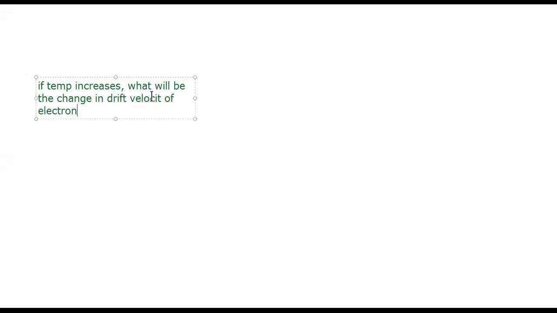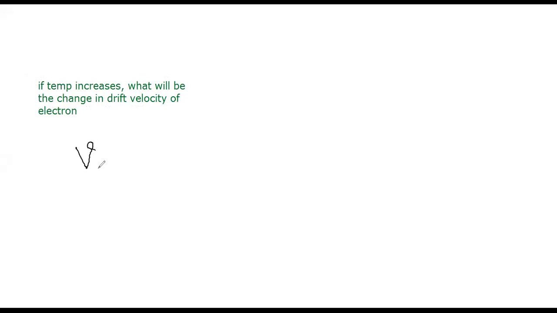A hard question, some conceptual question based on the previous one. If temperature increases, what will be the change in drift velocity of electron? So if temperature increases, what about change in drift velocity? How to answer? First answer formula.